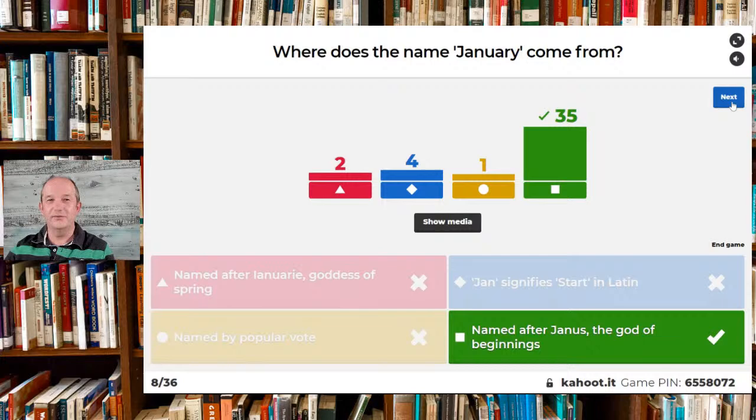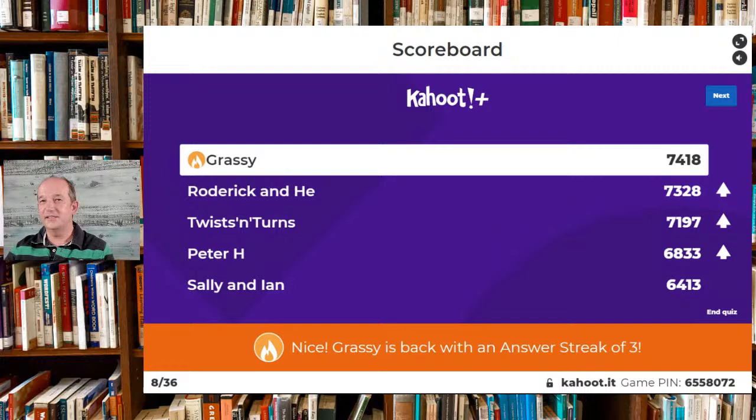Oh, Sally and Ian slipping back there. Grassy's still in first place. Answer streak of three on fire. Look at that, their little flame symbol. So there's three in a row they've got right. Well done there. Absolutely fantastic. And so we're going to move on to the next question.